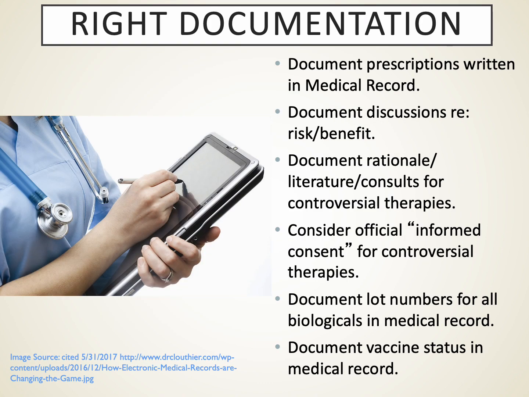Also important that we have the right documentation, that things are documented, what we gave, why we gave it, and that it's clear to everybody what that's about. We also want to make sure that in the medical record, the rationale for what we're doing, particularly if it's controversial, is documented. Consider, as we discussed earlier, the importance of getting informed consent for controversial therapies. And in some cases, particularly biologics like vaccines, we need to make sure that lot numbers for the products are also recorded in the medical record.